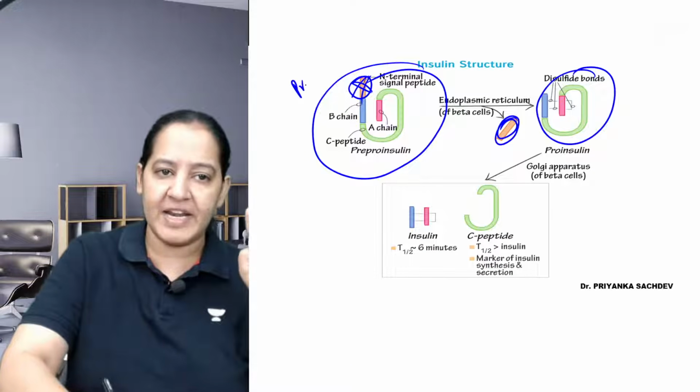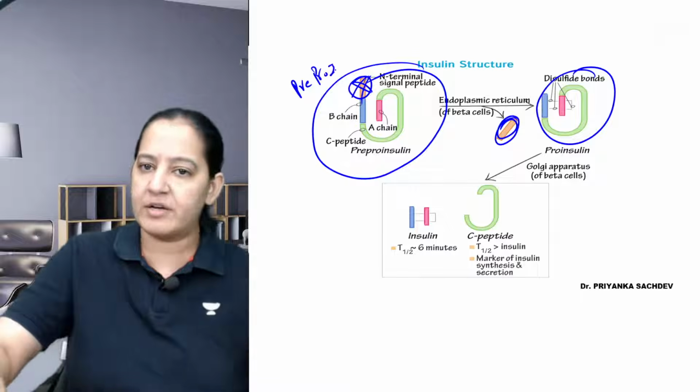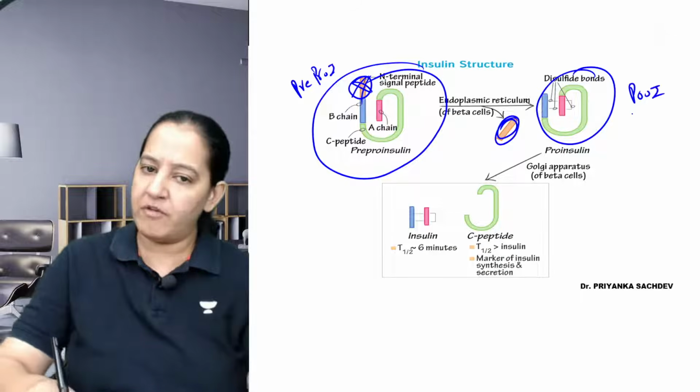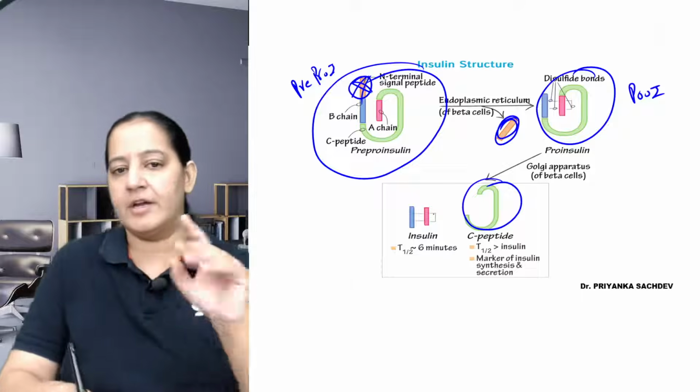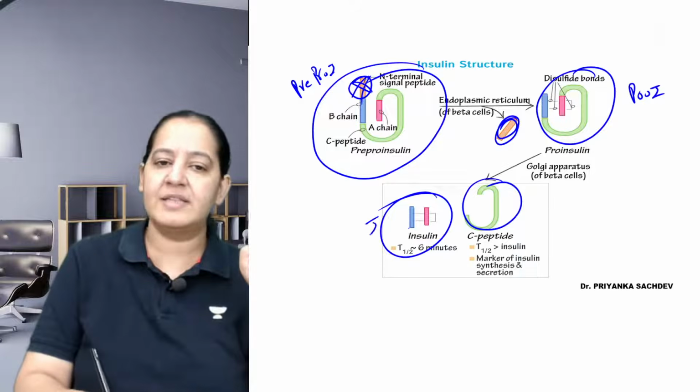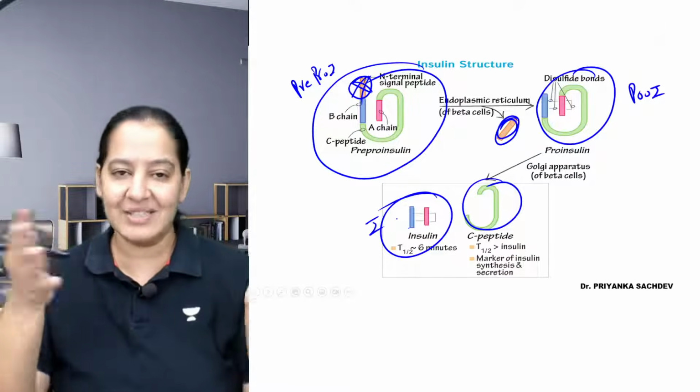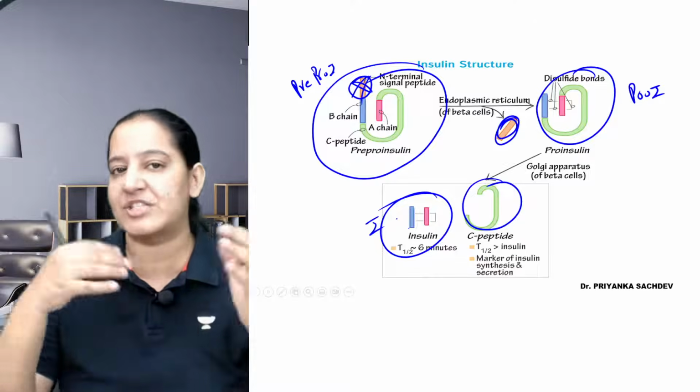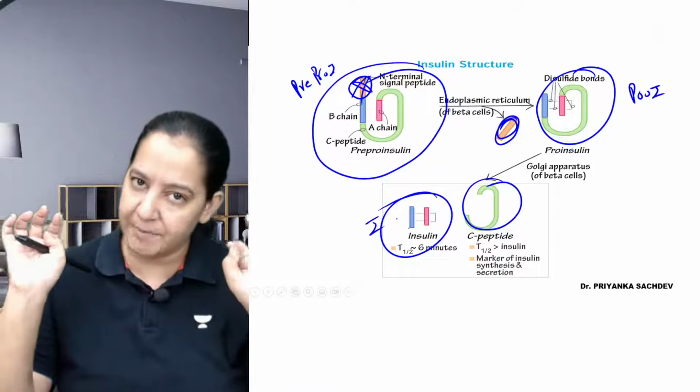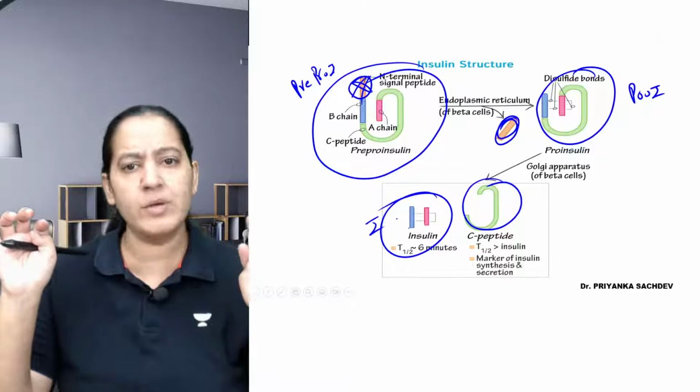So this one is proinsulin, which got converted from pre-proinsulin. Now you remove the connector also. This connector is also separated. You are left with alpha and beta. So finally this is insulin. Any of these diagrams can come in the form of an image based question and they will be asking you, is it a pre-proinsulin? Is it a proinsulin? Is it an insulin?